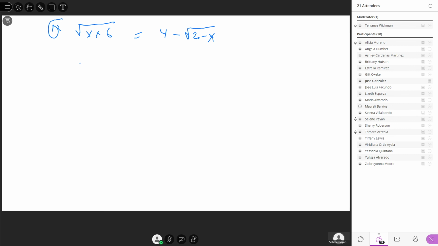Yes. Okay, now the reason why I did that is because I want to get rid of these square roots so I can solve this problem. So the next thing I'm going to do, this is step number 1, I'm going to square this. I'm going to take the square root of x plus 6, like this, and square it. I don't know why I did it like this, but I'm just going to do it like this.